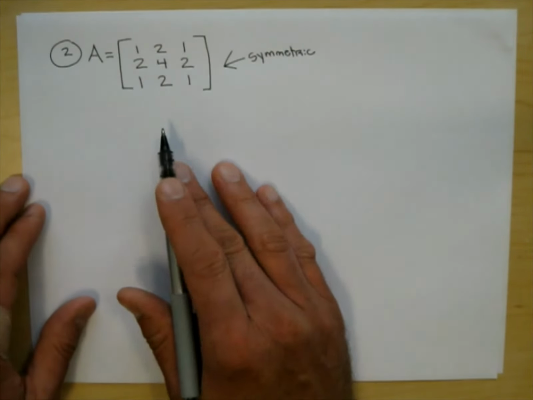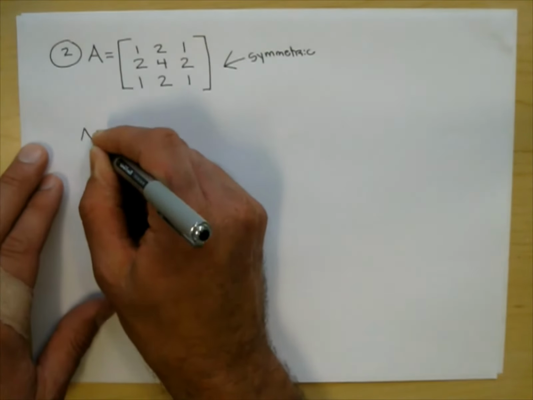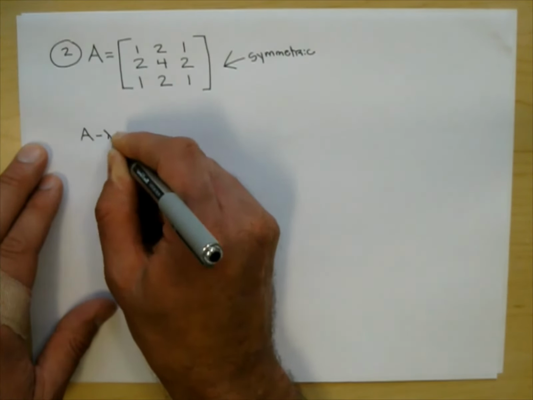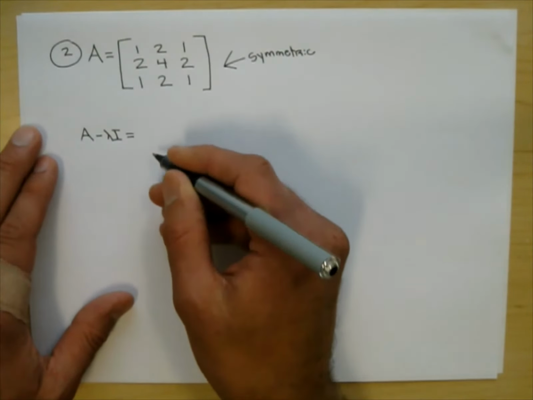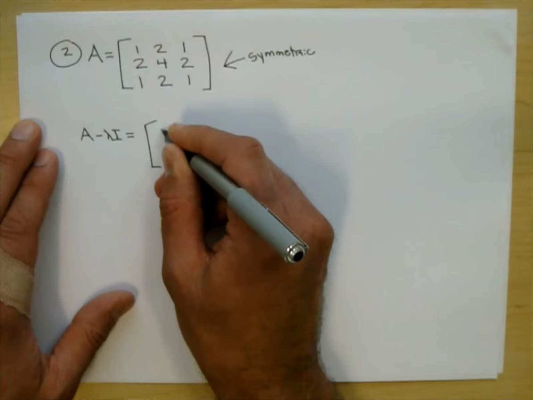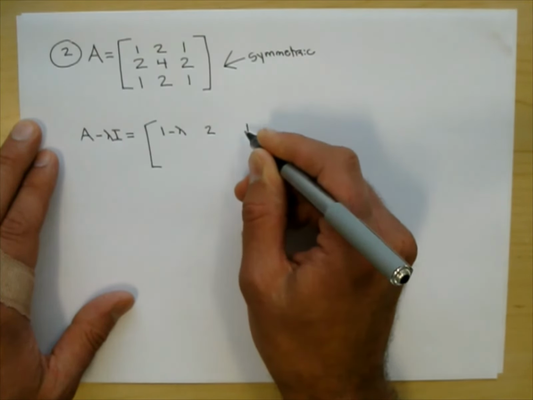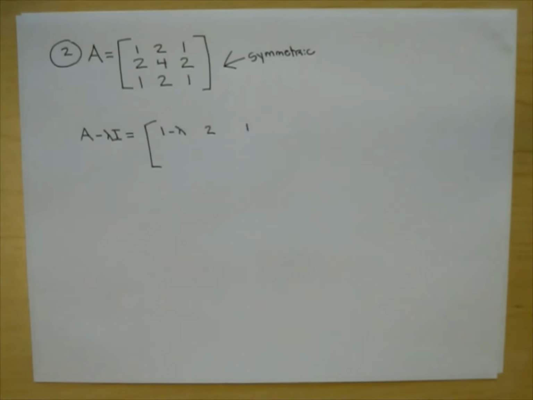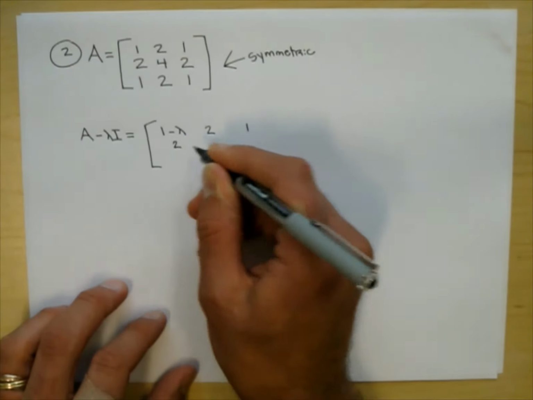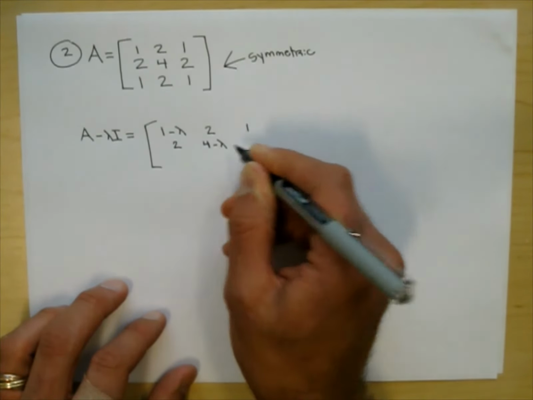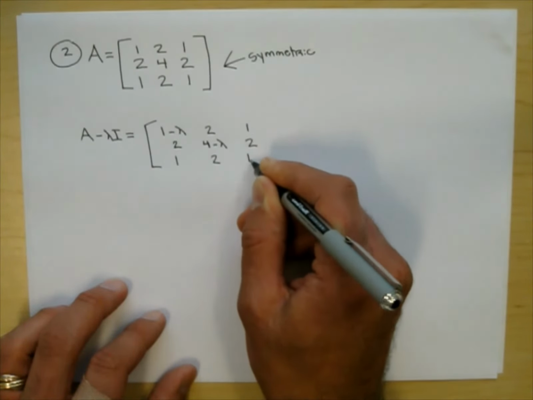Okay, so let's find the eigenvalues. To find the eigenvalues, I know you're getting sick of me doing this. You might pause the video and see if you can do this on your own. We write out the A minus lambda I matrix. So this is 1 minus lambda, 2, 1. And then the next row, we're going to have a 2, 4 minus lambda, 2. And then 1, 2, 1 minus lambda.